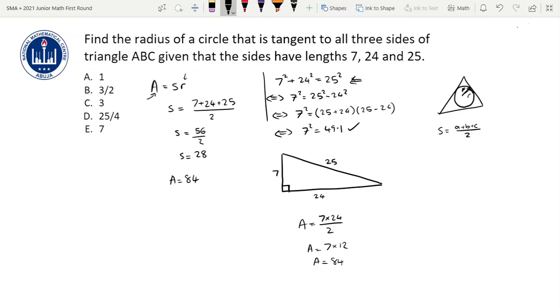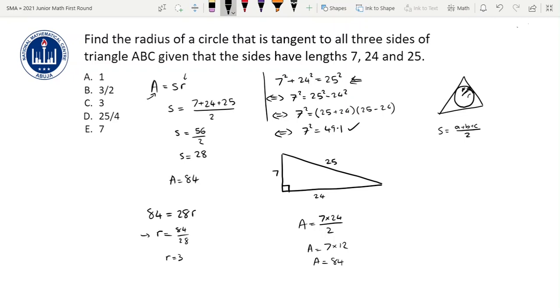So A equals 84. Given that we know the value of A, that's the area of the triangle, and we know the value of S, which is the semi-perimeter of this triangle, we can now find what the inradius of this triangle r is, which is what we're asked to find in the question. Since we have A equals S r and A is 84, we have 84 equals 28 times r, the inradius. When you divide both sides by 28, you have r to be 84 divided by 28. And when you find the quotient of this division, you're going to have r to be 3.